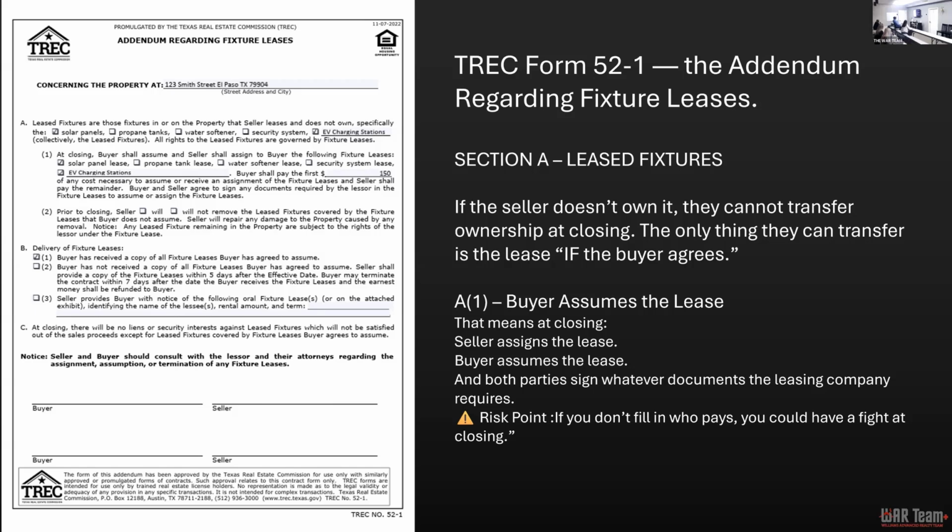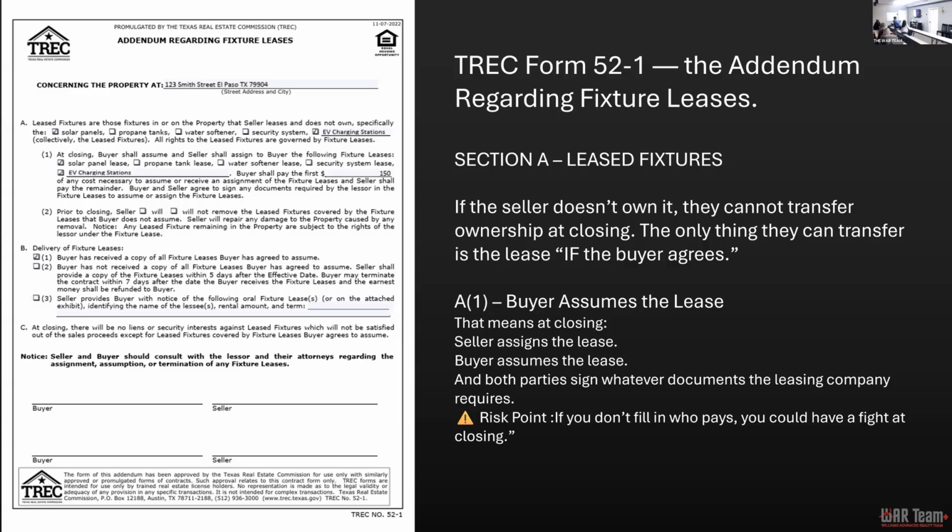What you do not want to do is leave it blank, right? This is not an N/A. You need to put a dollar amount in there and cap it for whatever reason. It also goes on, and if you read it, it says buyer and seller agree to sign any documents required by the lessor in the fixture lease to assume or assign the fixture leases.